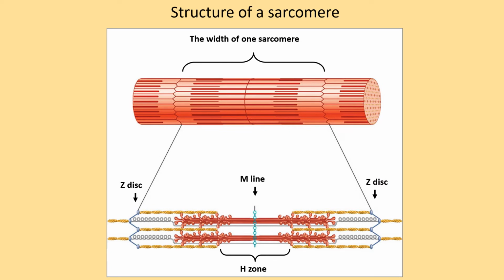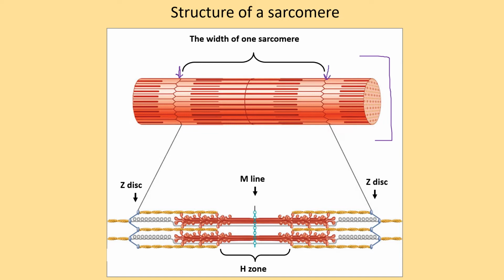So the structure of a sarcomere. We're looking at a portion of one myofibril, and one myofibril consists of one sarcomere after another. We can go the entire length of a myofibril and do sarcomere, sarcomere, sarcomere from one end of a myofibril to the next. So a sarcomere is defined as the portion of a myofibril that goes from what's known as a Z disc to the next Z disc.